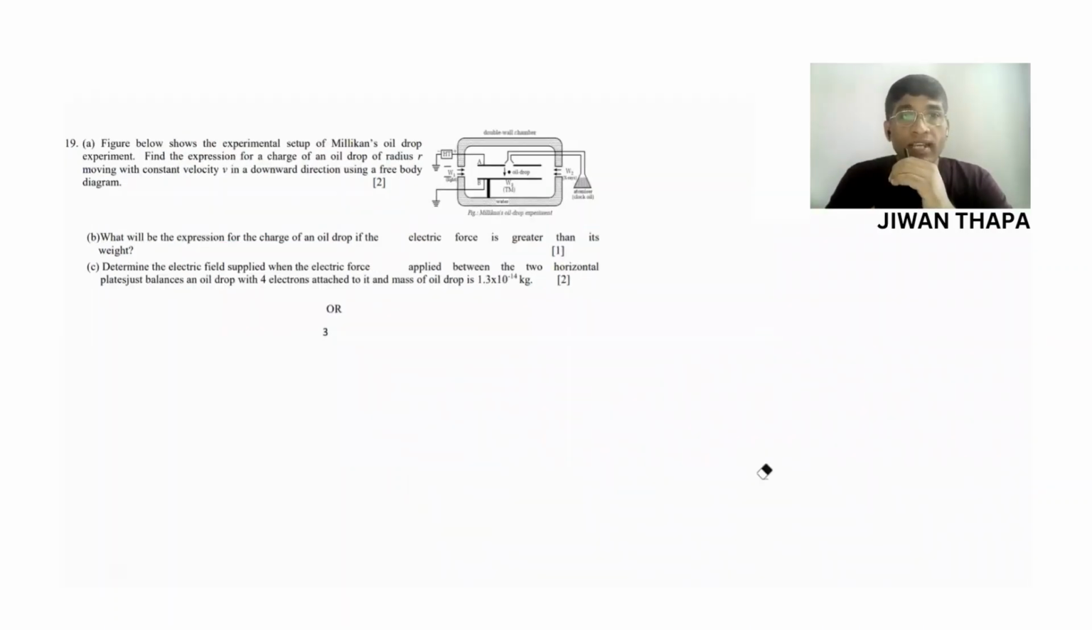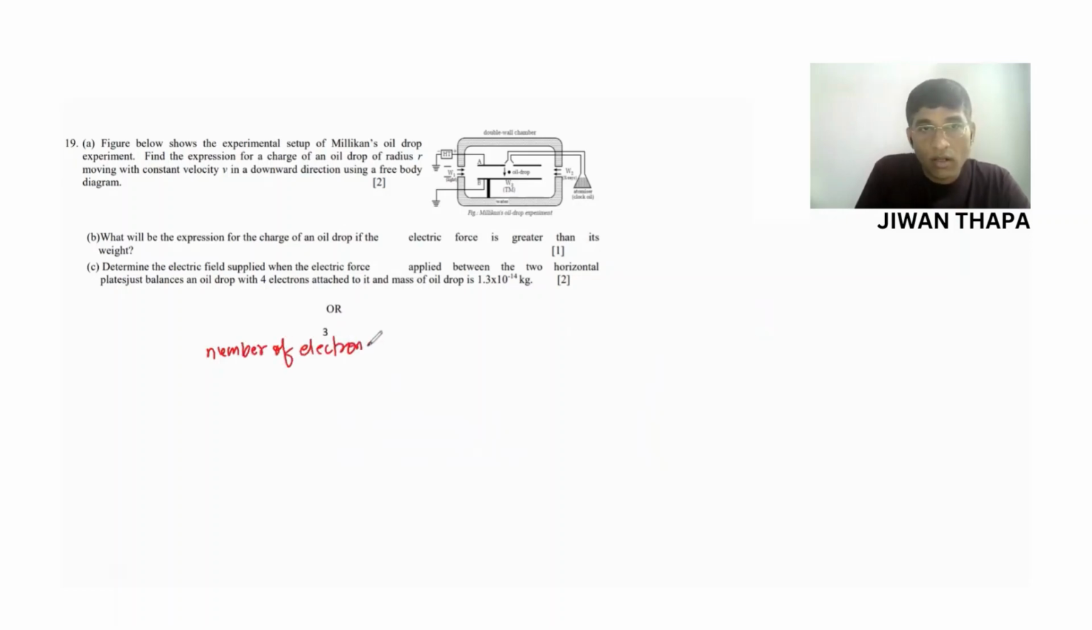19C, determine the electric field when the electric force applied between the two horizontal plates just balances an oil drop with 4 electrons attached to it, and the mass of the oil drop is 1.3 times 10 to the power minus 14 kg. So we have the number of electrons, small n equals 4, and we are asked to determine the electric field.